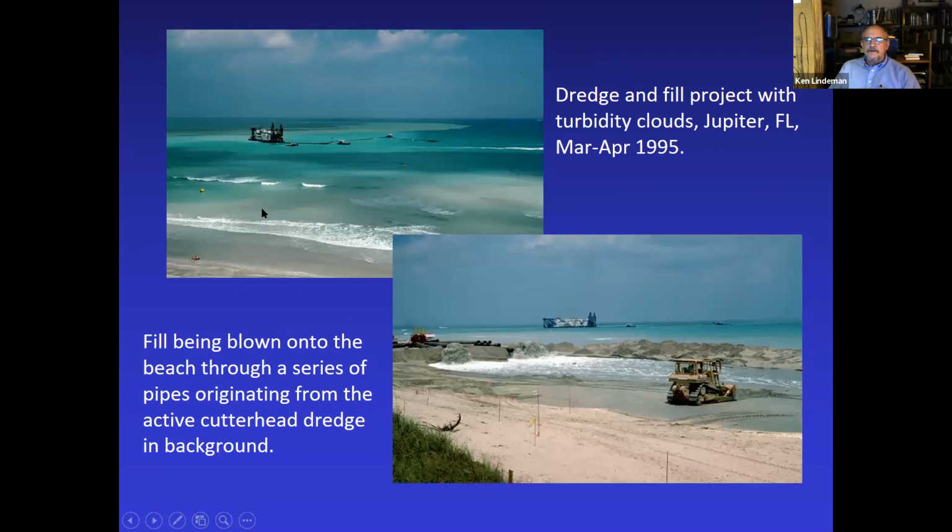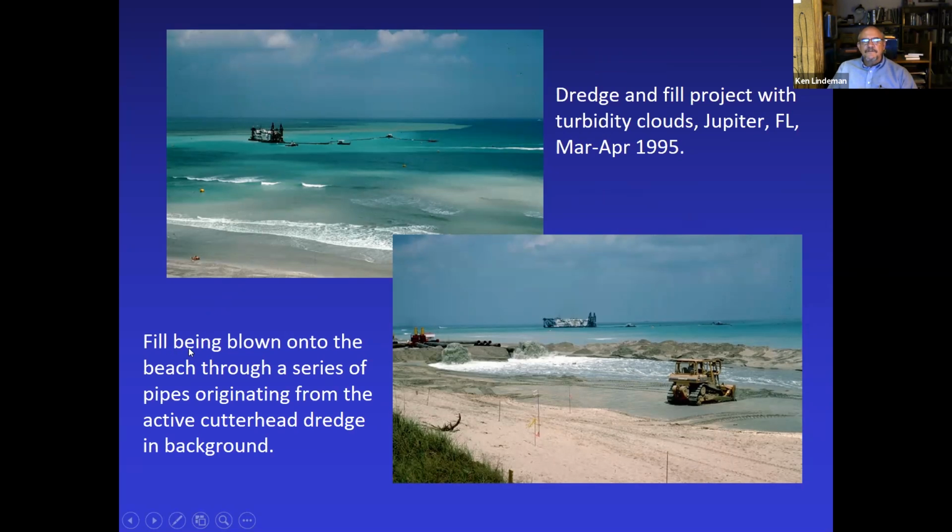These images by David Snyder are from 1995 off of Jupiter, Florida, a dredge and fill project with turbidity clouds. This is an active cutterhead dredge. There are pipes running from the dredge to a beach further out here where the sediments are somewhat, you could describe it somewhat as being vacuumed and dug out of the bottom and then transported by huge machine engines on these large vessels via pipes to the beach.